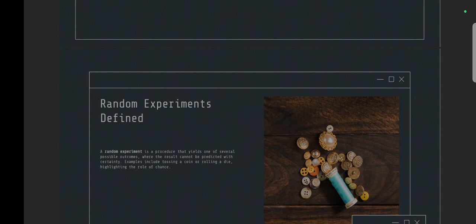These random experiments form the basis of probability theory as they help define events and sample spaces, allowing for the calculation of probabilities associated with different outcomes.